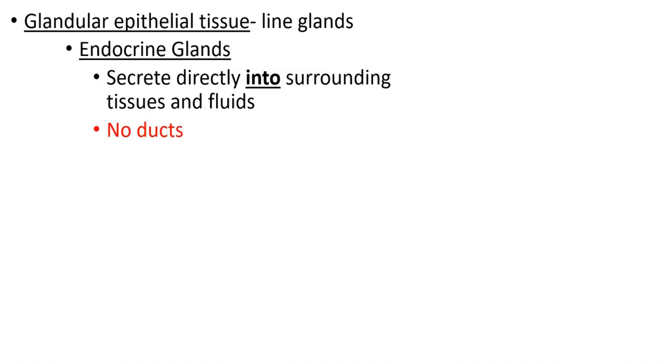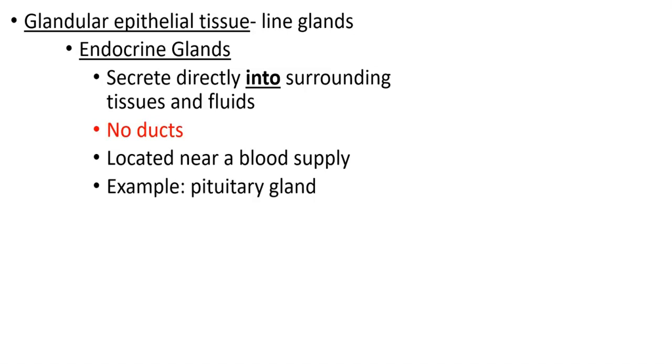There are no ducts. We say they're ductless, meaning they don't have a system that pipes it out to the outside. They are always located near a blood supply because once it gets into that fluid, then it will end up in our blood system to take to different parts of our body. And you will learn the endocrine system. The whole endocrine system will be your first unit in A&P 2. So the key takeaways for endocrine glands is they secrete into the tissue and fluid itself. There's no duct and they're always near blood supply.